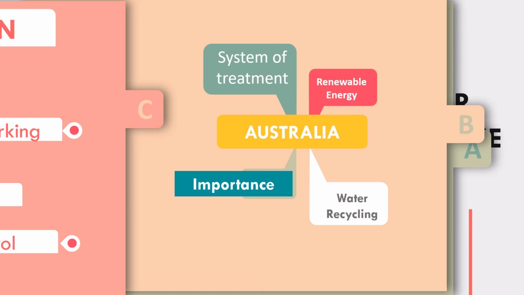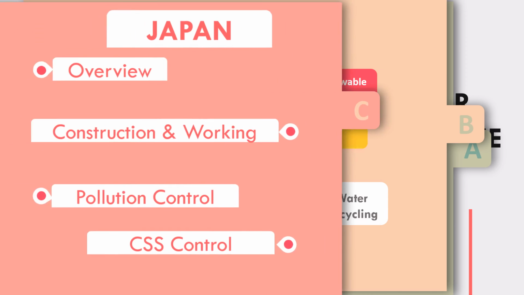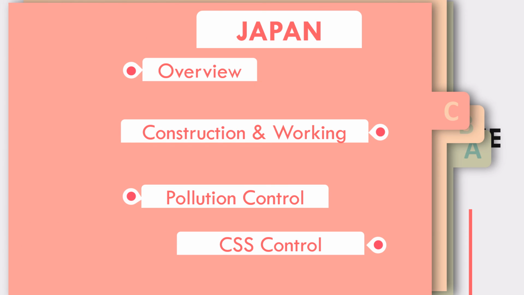If we talk about importance of wastewater treatment plant in Australia, the Western treatment plant is one of Australia's best known sites for recreational birding, with about 270 species of bird recorded there. Let's move on to the wastewater treatment plant working in Japan. We have discussed overview, construction and working, pollution control, and CSS control.